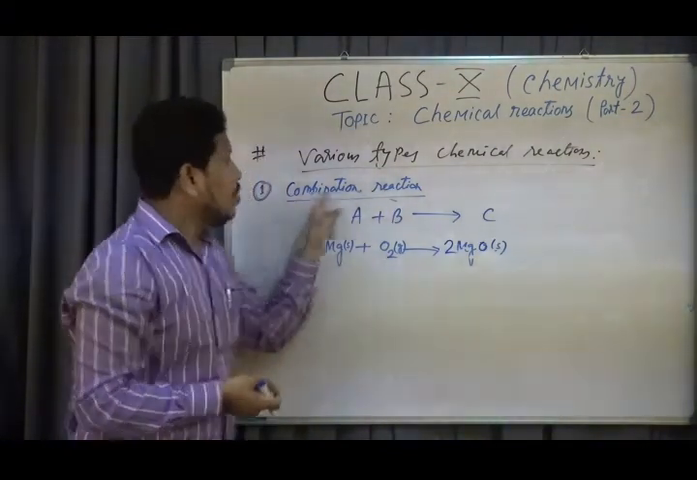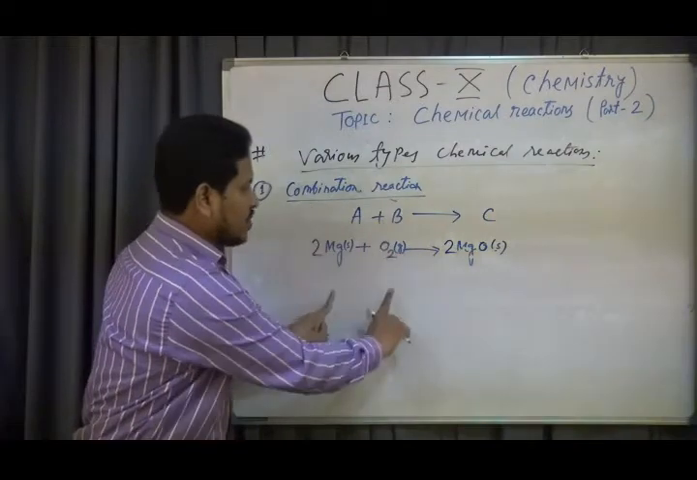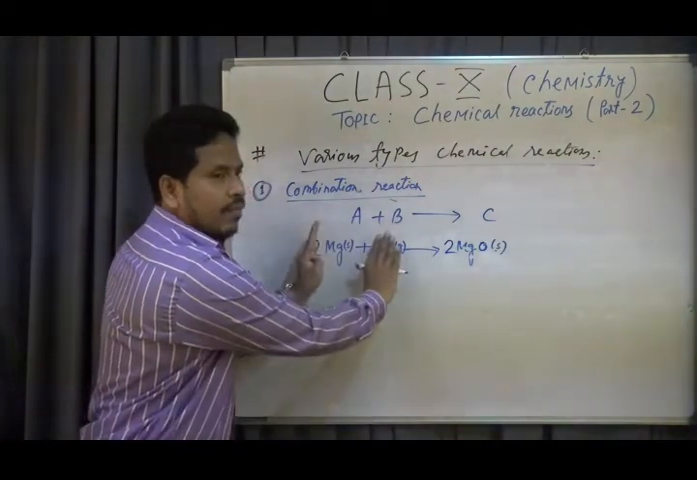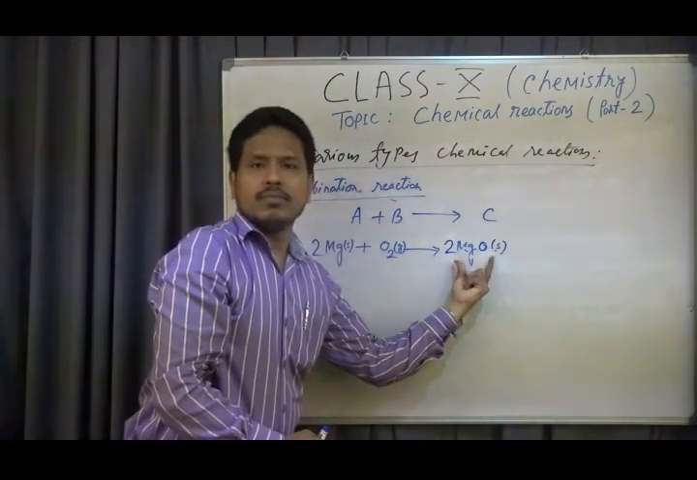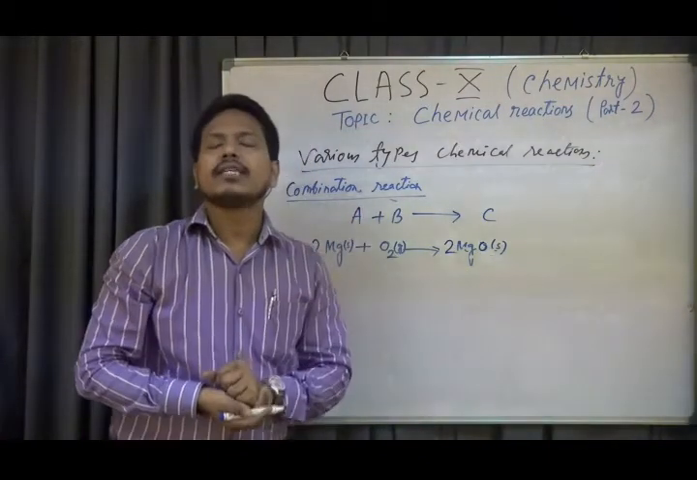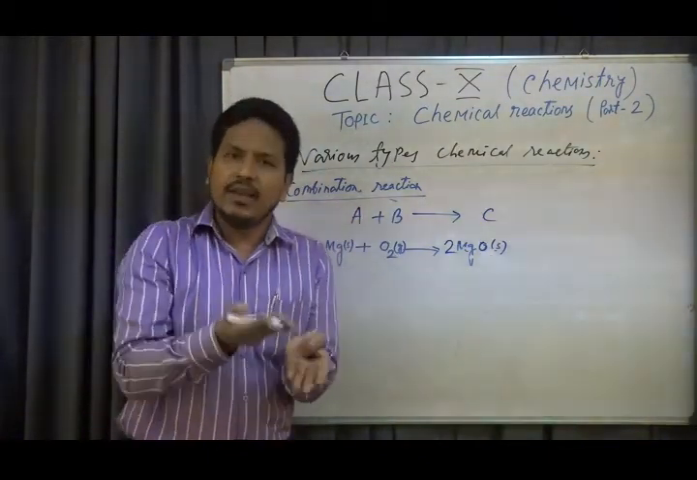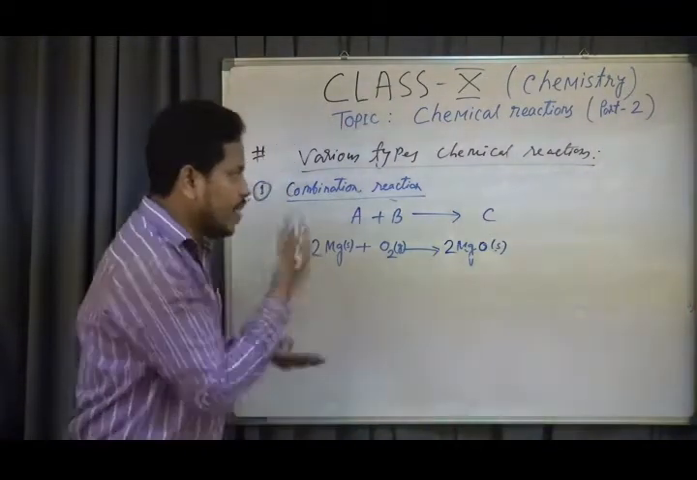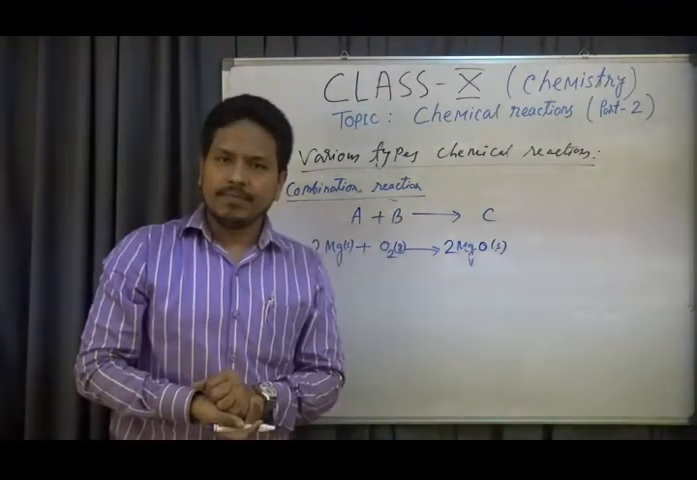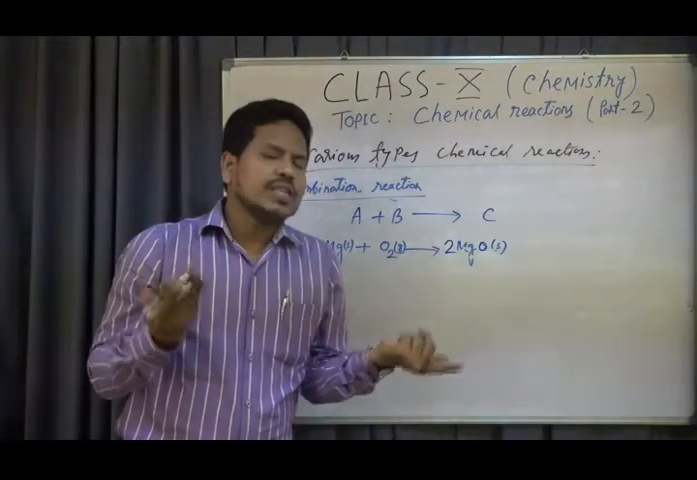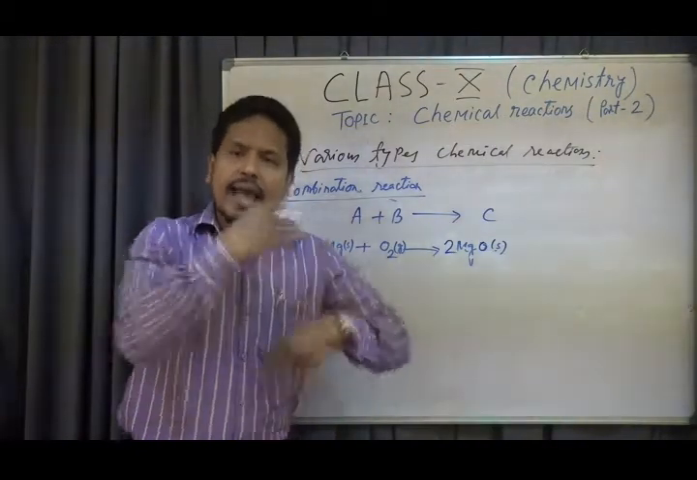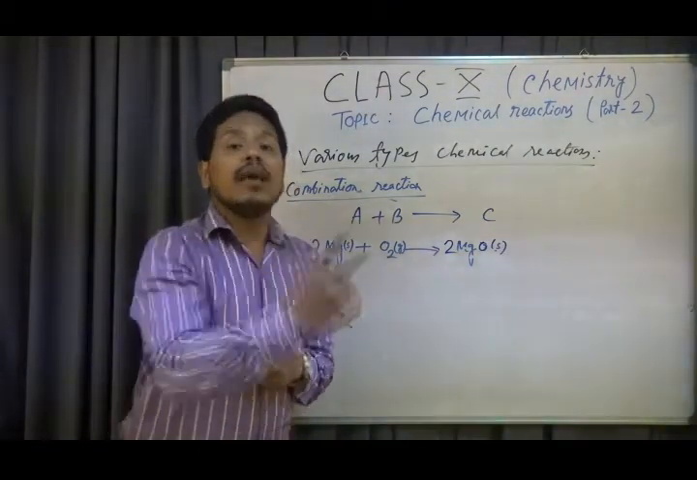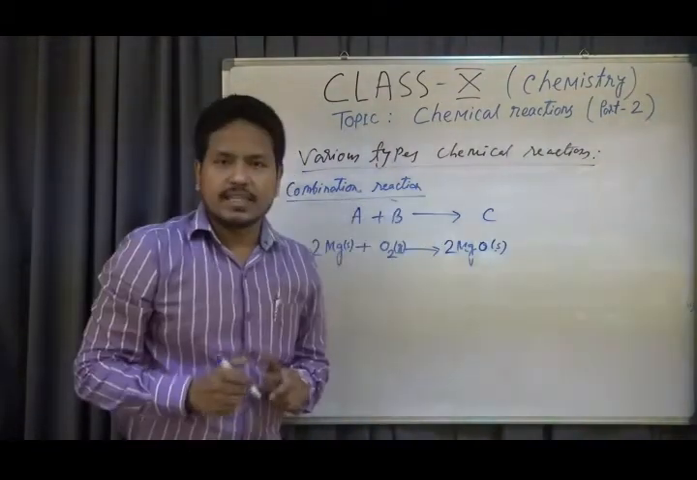And this is a direct combination reaction. Why? 2 substances, 2 reactants, magnesium and oxygen, react to give a single product, magnesium oxide. This is the direct combination reaction. The definition is available in your book. I have just explained it and one example is given. What is the definition? Once again I am repeating: 2 or more reactants react to produce a single product. That is the direct combination reaction, my dear students.